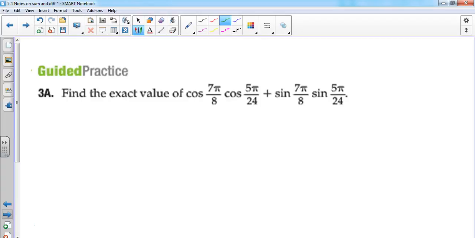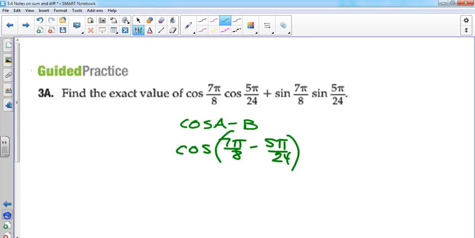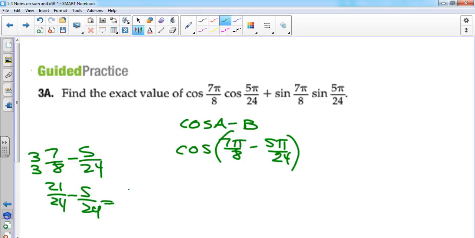Find the rule that says cosine, cosine plus sine, sine. Cosine A minus B. Okay, what are A and B? Now you need to simplify that. Use your calculator. If you don't like fractions, what's 7/8 minus 5/24? This is 21/24 minus 5/24, which is 16/24, which is 2/3. But there's a pi.